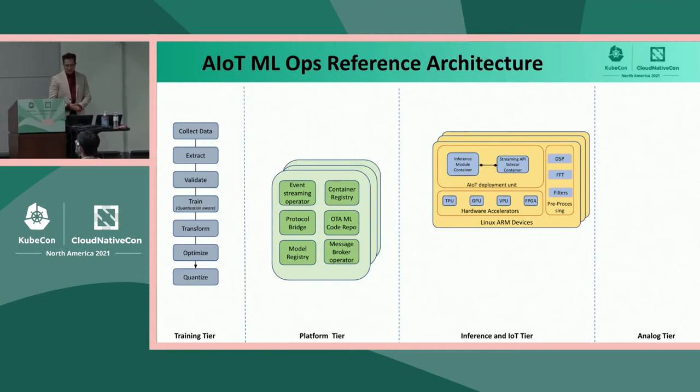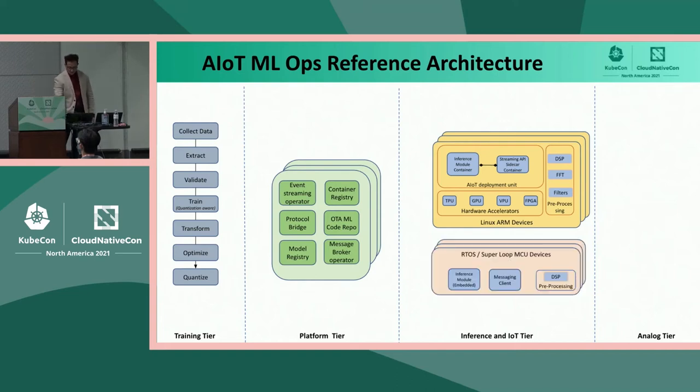The inference and the IoT tier has two classes of devices. The first class is the Linux ARM-based devices. So these are the dev kits that are commonly used: NVIDIA Jetson Nanos, Raspberry Pis, Google Coral TPUs. They run Linux or some distro of Linux, and the CPU architecture is primarily ARM-based. So you can run most of the stuff that we are familiar with in the world of cloud computing here. With the right containerization, and the right stripping down of some platforms, they do work.